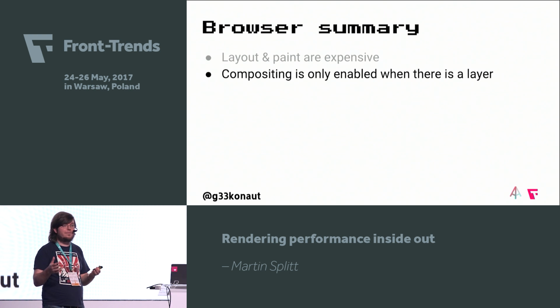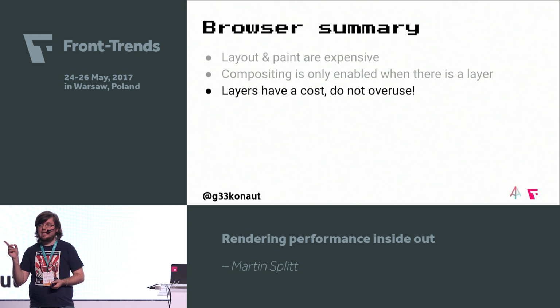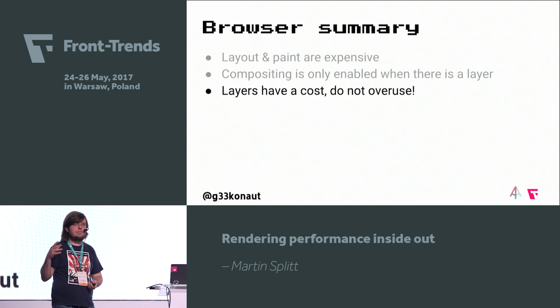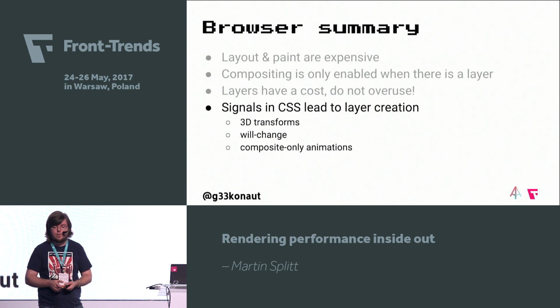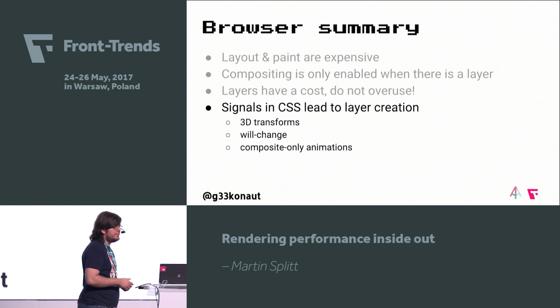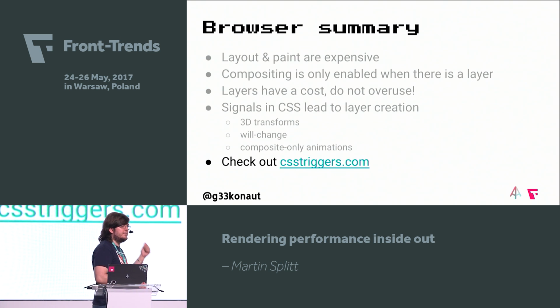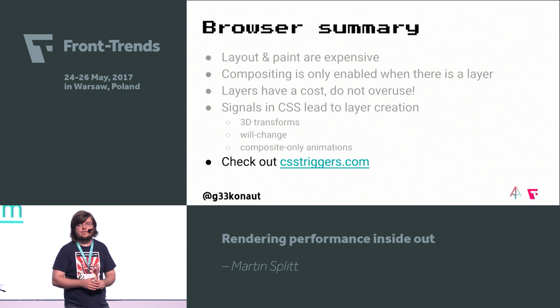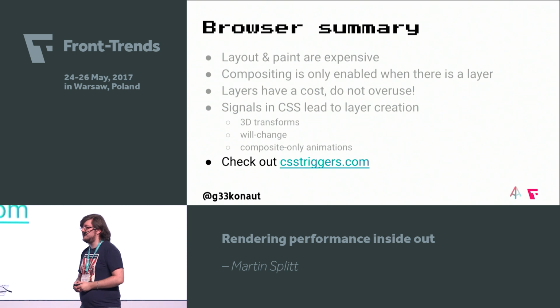Compositing is only possible if you have layers. But do not use layers just because you can, because it's costly. It's like copying memory that is not able to fit into the graphics RAM on the phone, which makes it really, really slow. There's a bunch of signals that the browser uses to figure out if you should create a layer. And there's a website from Paul Lewis and others called CSS Triggers that helps you figure it out, which is kind of nice.